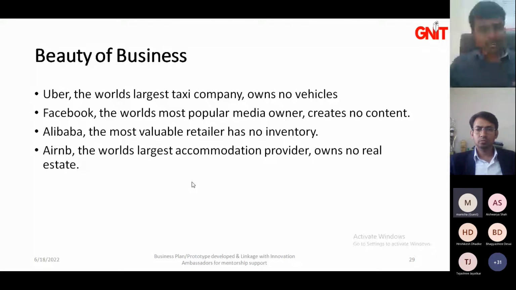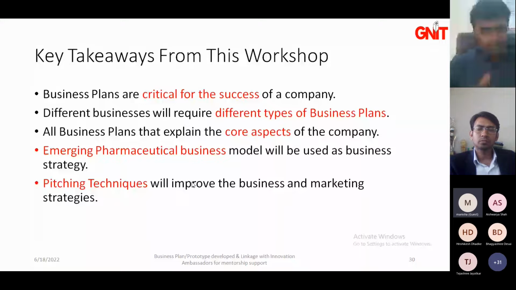Okay, so this is the beauty of the business. Anybody can start a business, in a digital or a physical way, to get success. So these are the key takeaways from this workshop or demonstration.